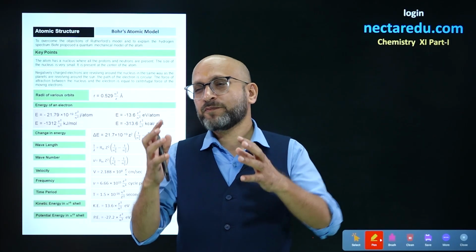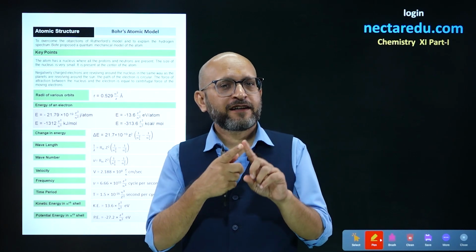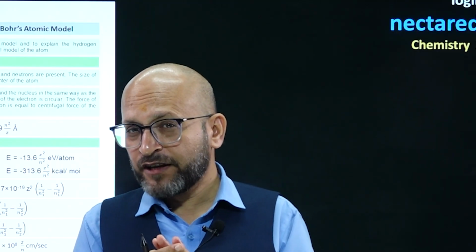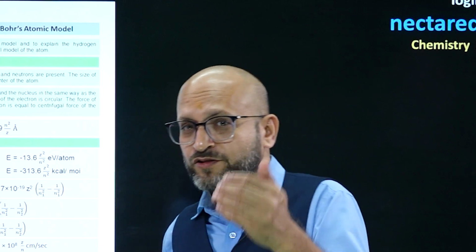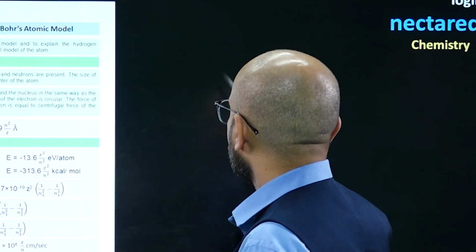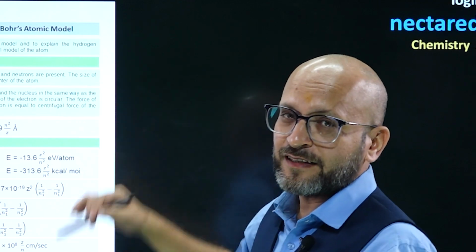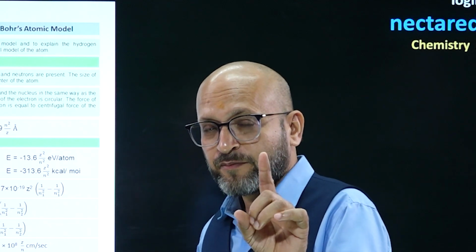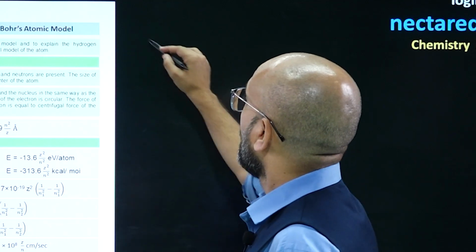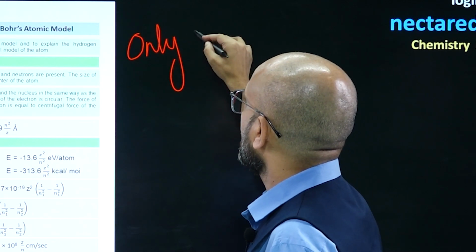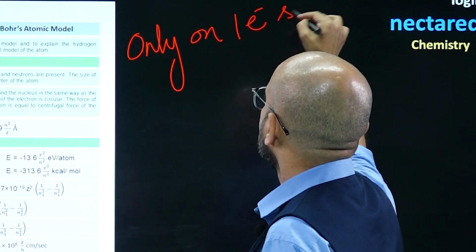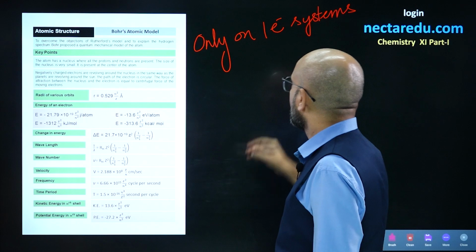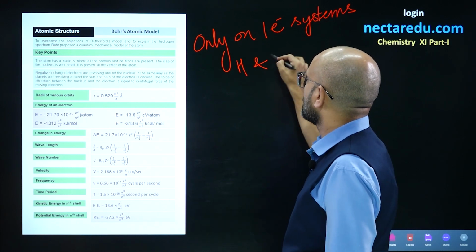So we need some formulas to calculate the energy of the orbit, the radius of the orbit, and the velocity of the electron inside the orbit. So we are talking about all those formulas over here. Beginning with these formulas, I'll tell you these formulas are not applicable to all atoms. Always remember this. These formulas are applicable only on one electron systems, such as hydrogen and hydrogen like species.